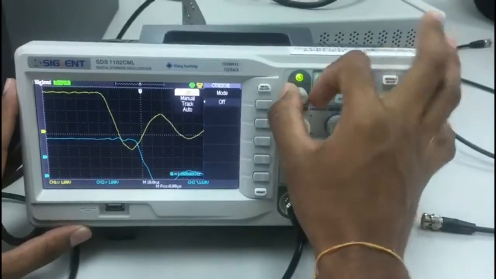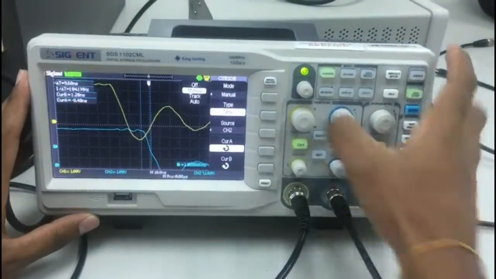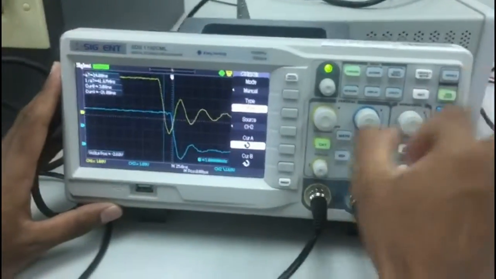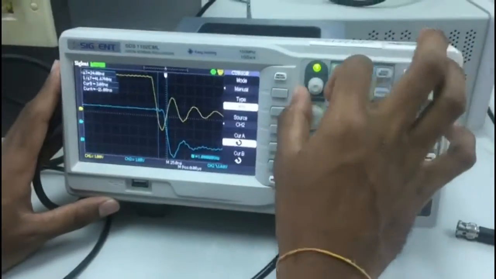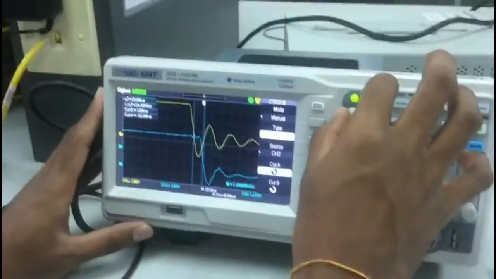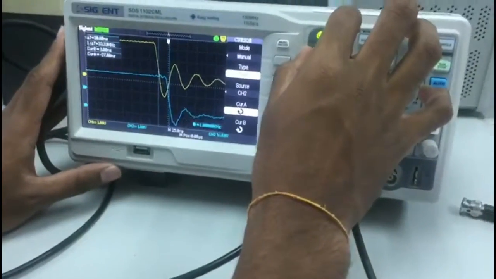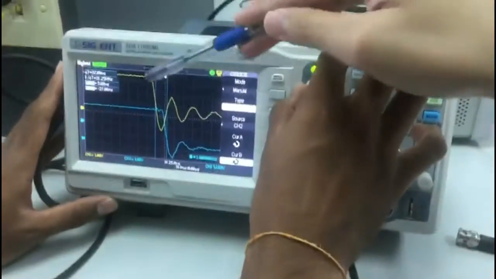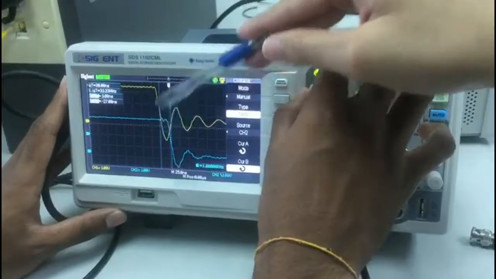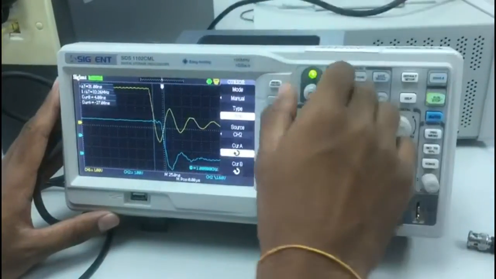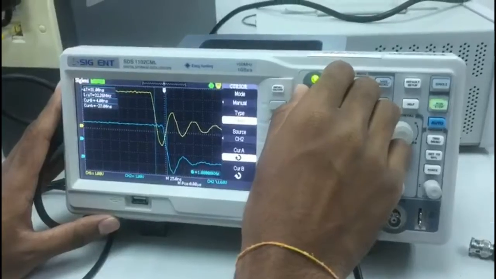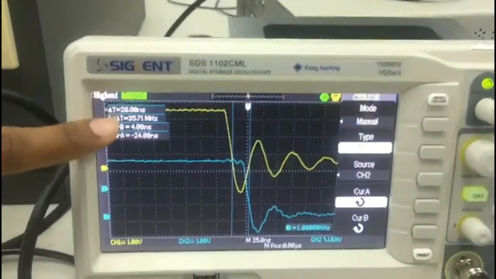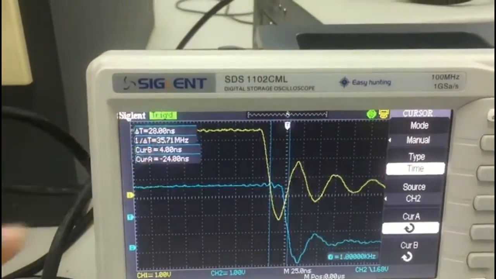So as usual, set the cursor mode to manual, and adjust the distance between the two graphs. It is important to set the two lines in between the slope. Make sure it's nearly to the middle of the slope, like this. You can take half of the slope to get a more accurate value. So now the TPHL we get is 28 ns.